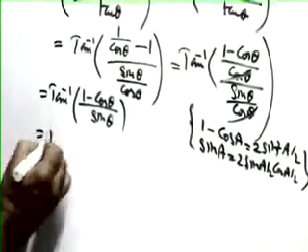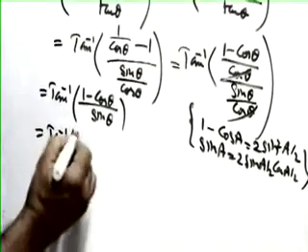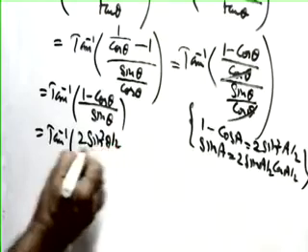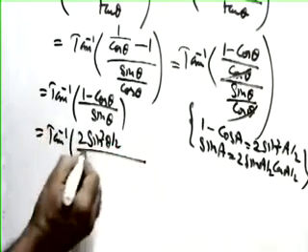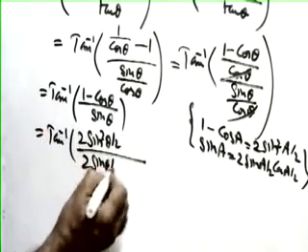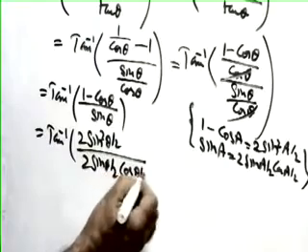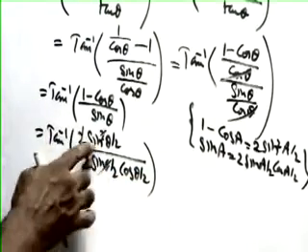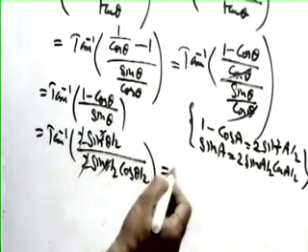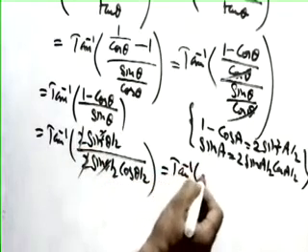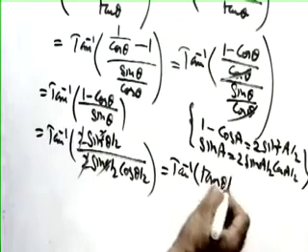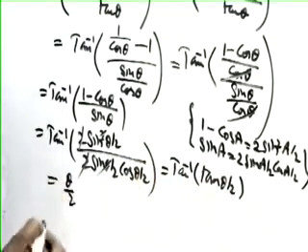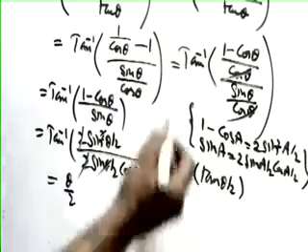Now watch carefully. Equals tan inverse of 1 minus cos A, which is 2 sin square A by 2, over sin A, which is 2 sin A by 2 cos A by 2. This 2 will get cancelled, this square would cancel. What is left here? Sin by cos, which is nothing but tan. So this will be tan inverse tan theta by 2. Now tan inverse gets cancelled. What is left here? Theta by 2.